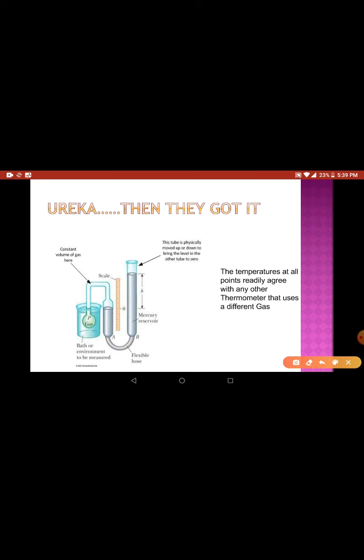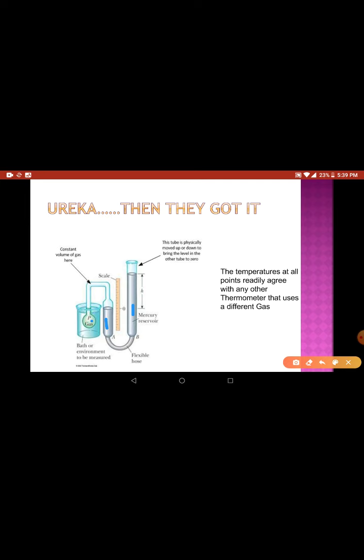A typical gas thermometer is shown here. In a container, gas is there, and this is mercury. This is called a constant volume thermometer because the volume of the gas is fixed here. Now, when this bulb is placed in some liquid or material whose temperature we want to measure, suppose the liquid is very hot, then the gas inside this bulb starts expanding and pushes this mercury upwards.